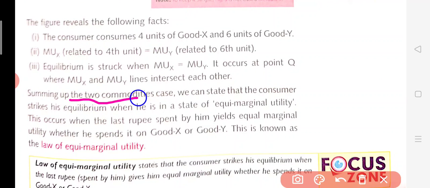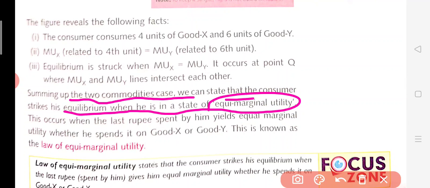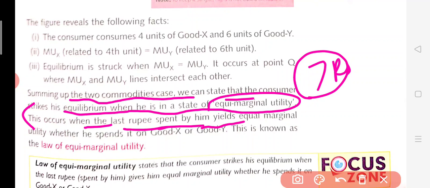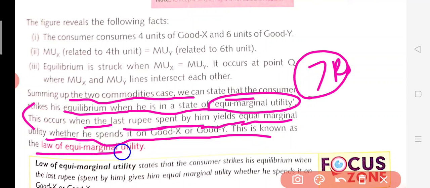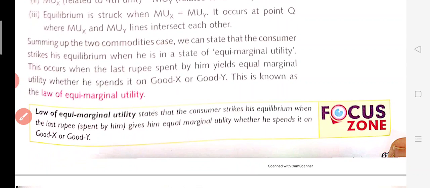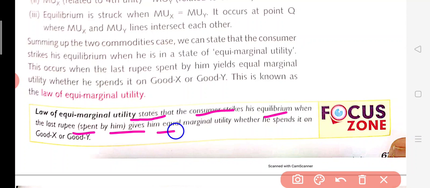Now, summing up the two commodity case, we can state that the consumer strikes equilibrium when he is in a state of equimarginal utility. Why are they calling it equimarginal? This occurs when the last rupee is spent. We have seen the case of 7 rupees here. When the last rupee was spent, it gave him equimarginal utility, whether he spent it on good X or Y. This is called the law of equimarginal utility. It is said that the consumer strikes equilibrium when the last rupee spent by him gives him equal marginal utility, whether he spends it on good X or good Y.